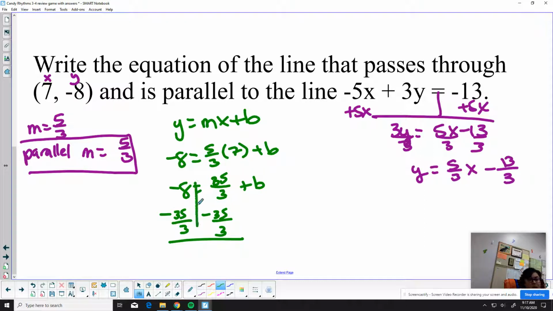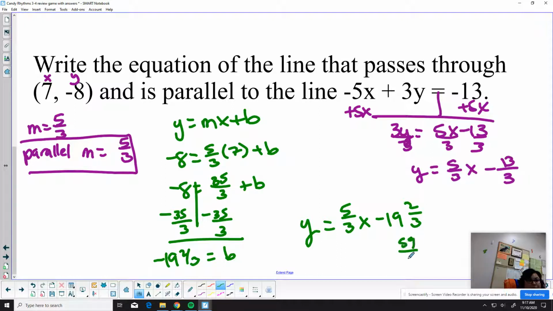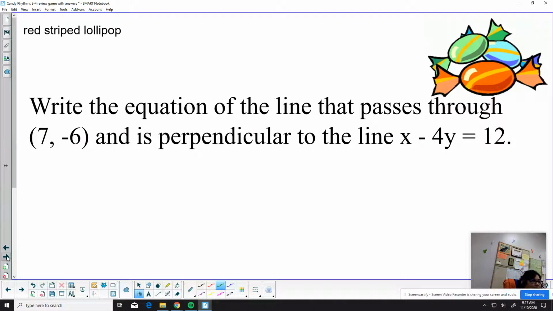So you're going to use Desmos. So negative 8 minus 35 over 3 gives me negative 19 and 2/3. So y equals 5/3 x minus 19 and 2/3. Or if I change that to an improper, 19 times 3 is 57, so 59 over 3 if you've used Desmos. You don't want to use a decimal because it would be a repeater. Okay, so let's do the perpendicular ones.